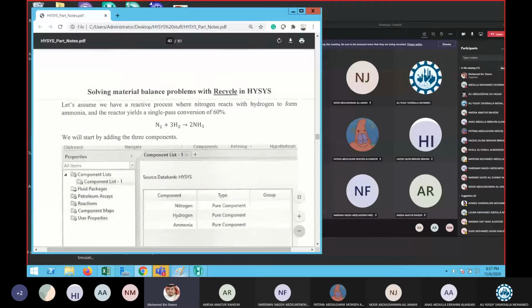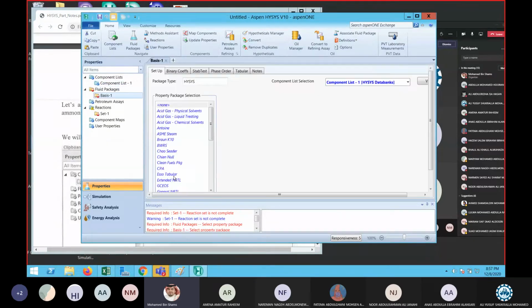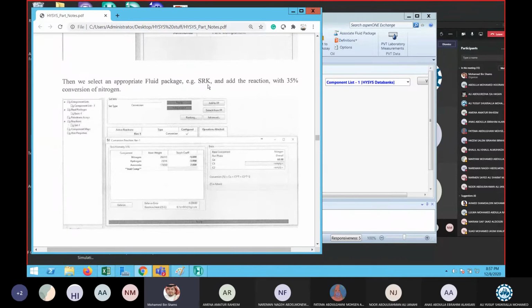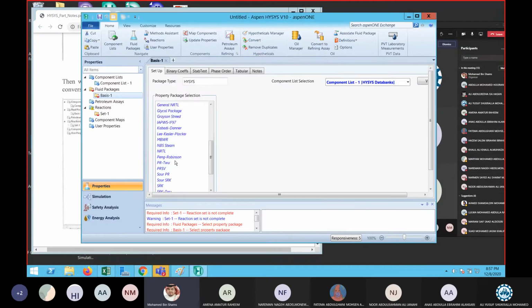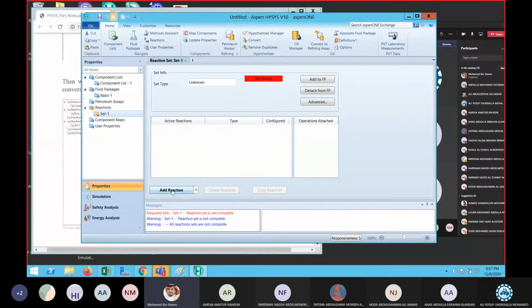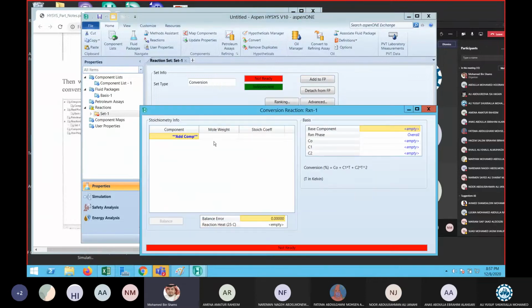Then we have defined our three materials. Then let's move to the fluid package. He told us to add, for this system, SRK is good. So we add SRK as our fluid package. Then we go to the reaction. We can add our reaction. It's a conversion reaction because we've been given the conversion. It was single pass conversion.